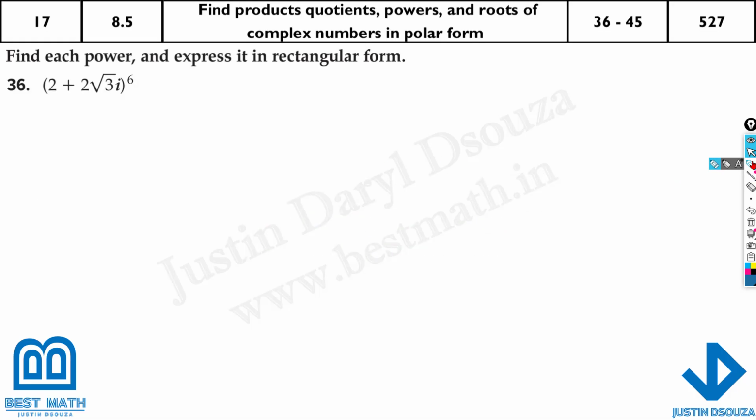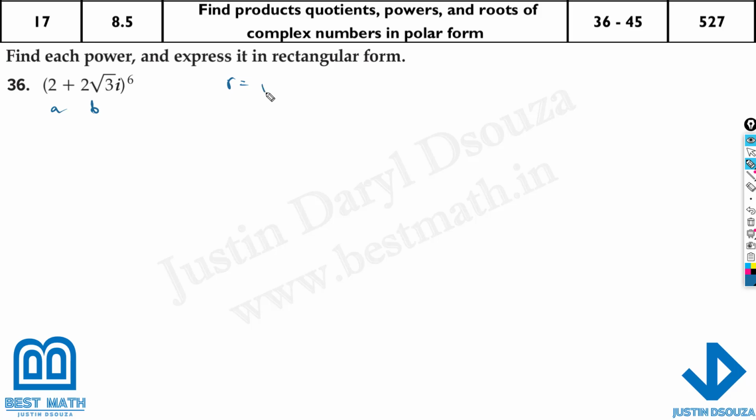Let's look into a problem. Here you can see this is the rectangular form: 2 plus 2 root 3 i. If you recall the formula, now what are these terms? You can write it as x and y or a and b, various ways. I'll just take it as a and b.